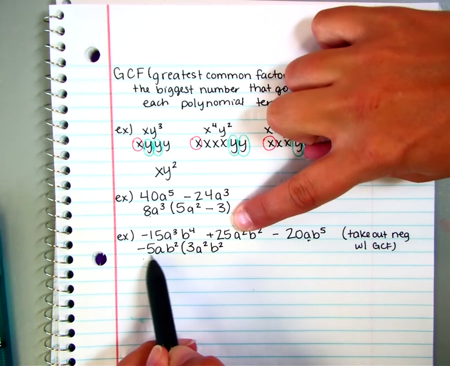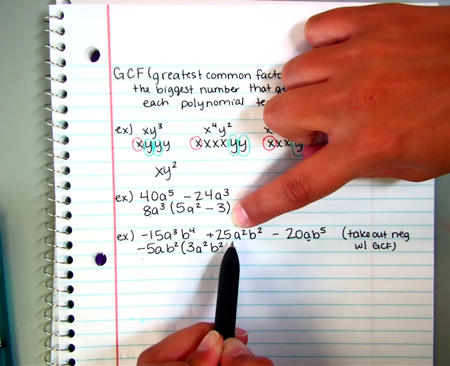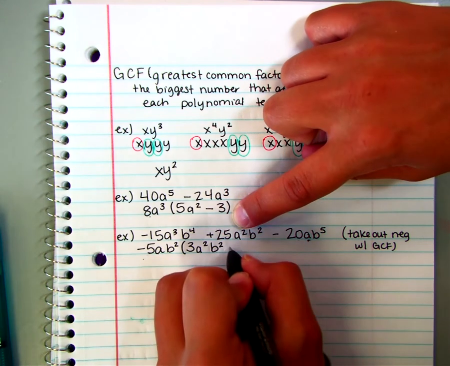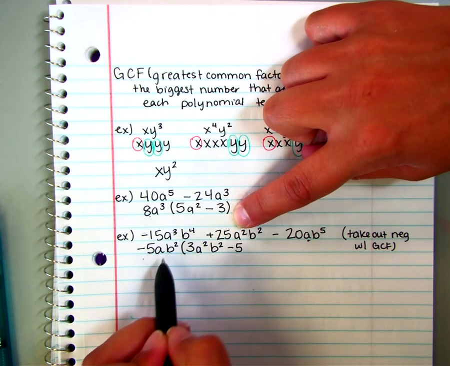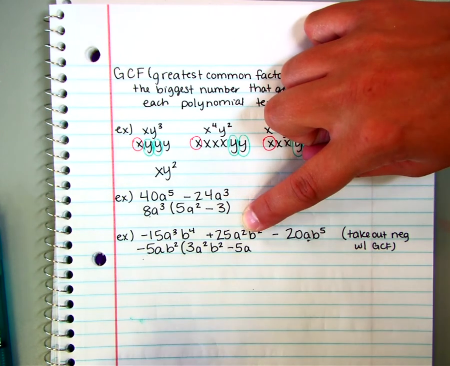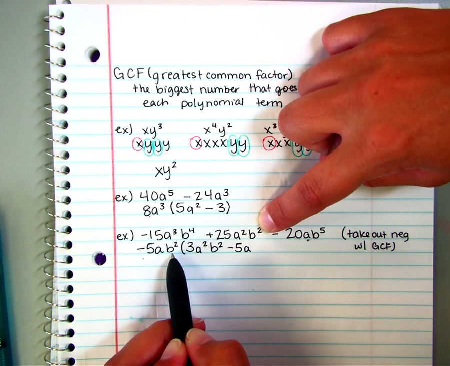So then we're going from negative 5AB squared to a positive 25A squared B squared. So negative 5 times what gives me 25? Well, a negative 5. I took out 1A. I need 2. So I need 1 more. I took out 2 B's. I need 2 B's, so we're good on the B's. And then we're good for that term.